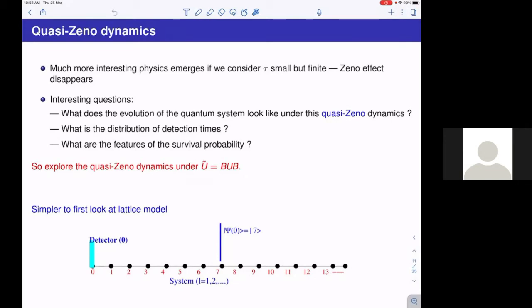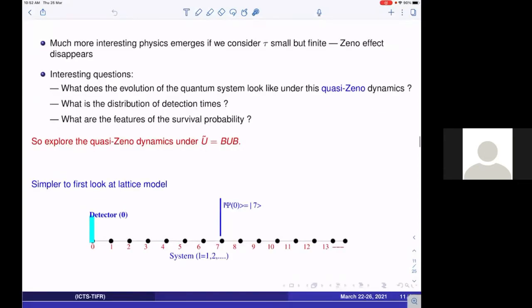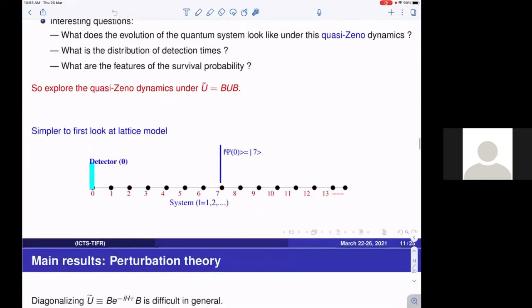Okay, so let's explore this question. This quasi-Zeno dynamics is given by this evolution operator, and we want to understand this. Let's say this is the kind of simple model that one can consider. Here, the detector site is at 0, and this is what I would call my system. Initially, I could have a wave function which is located at, let's say, site 7. It's some state like this, and it evolves, and I ask when is it detected, right?